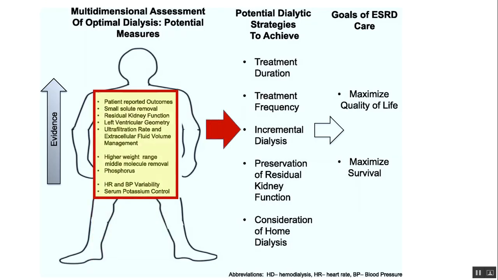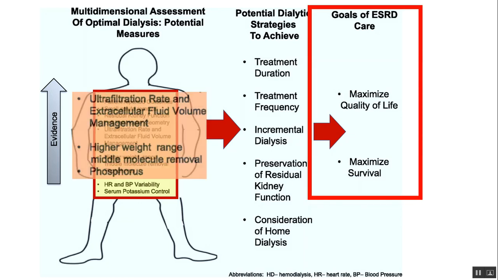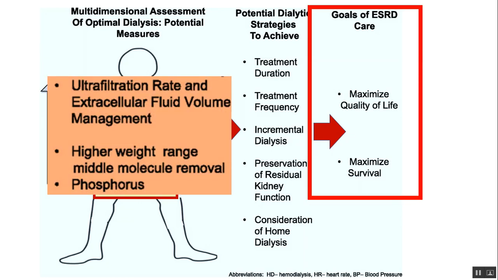What is important here is we have to look at the treatment duration, treatment frequency, incremental dialysis in some patients. We have to preserve residual kidney function. We can consider as well in some circumstances home dialysis, looking for maximized quality of life and maximized survival. Note that ultrafiltration rate and extracellular fluid volume management should be applied as well as removal of uremic toxins.